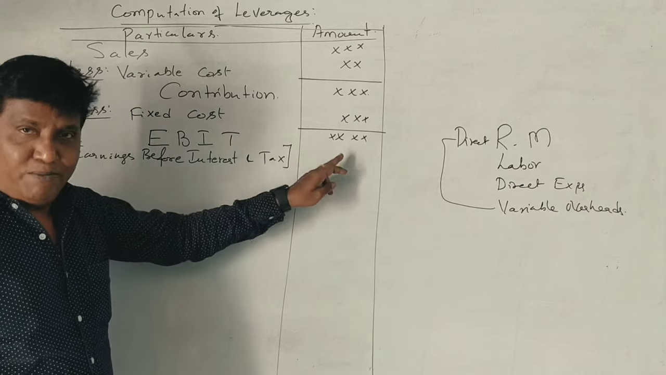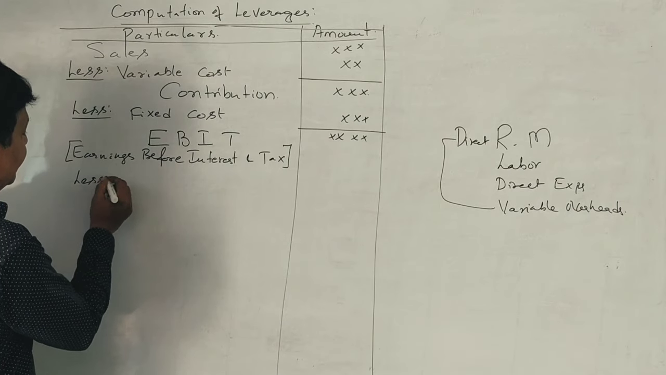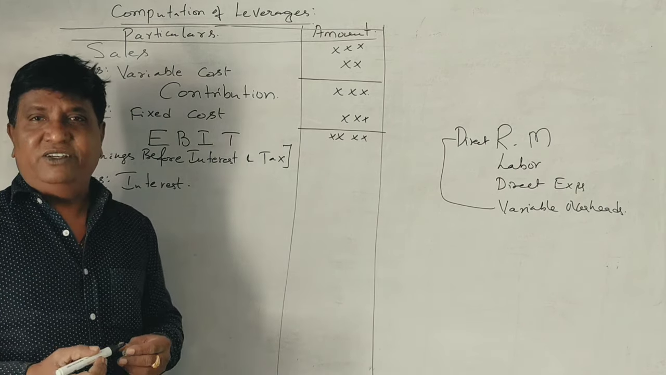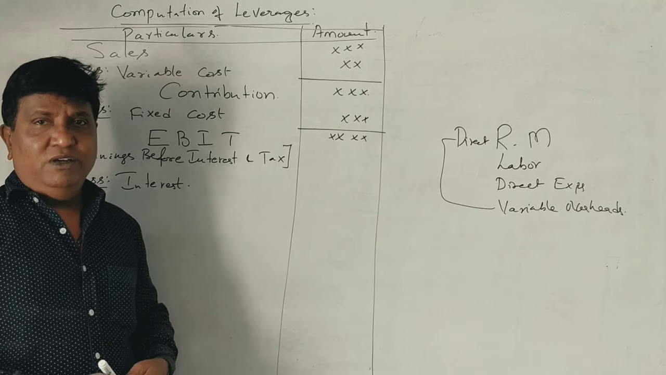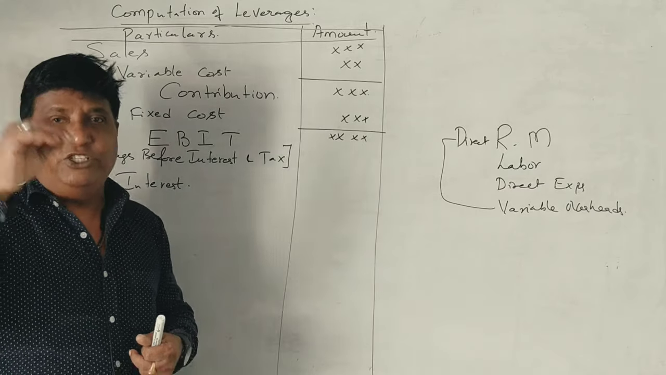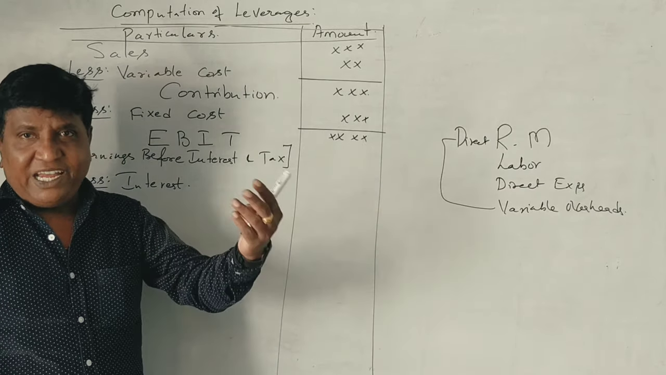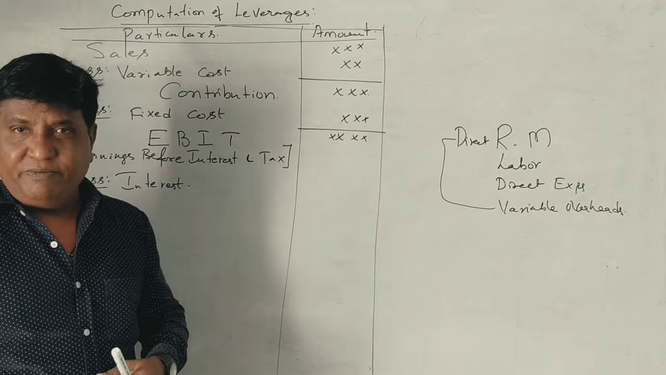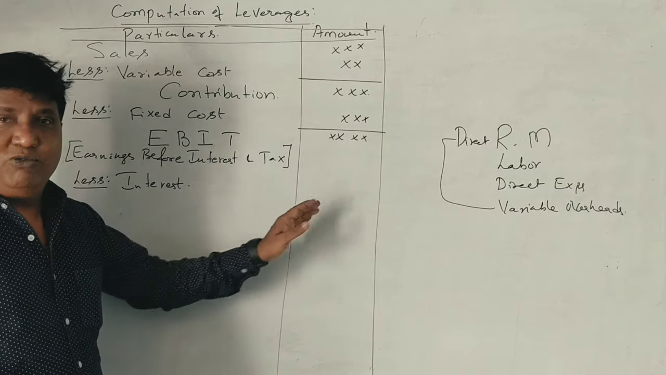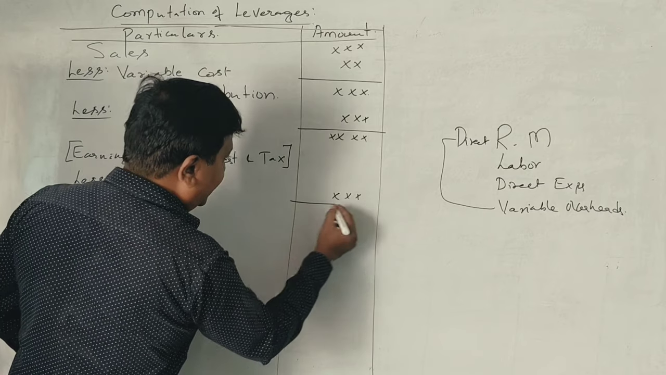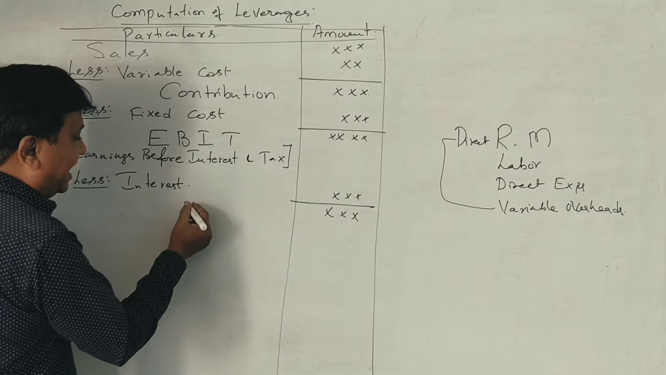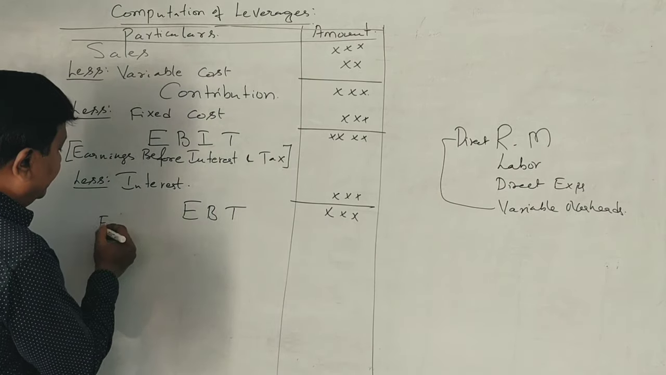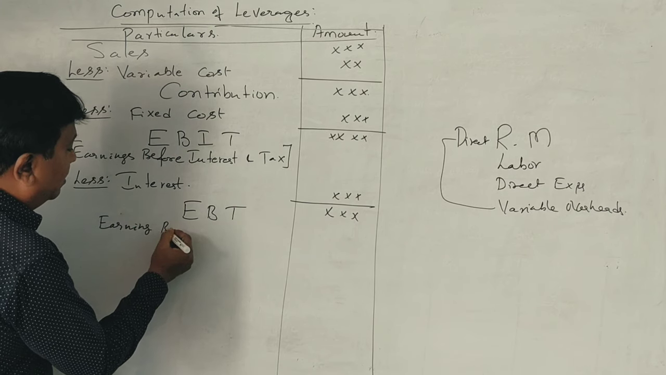From these earnings, we deduct interest. Generally, which interest? When you borrowed a long-term loan, or when the company has issued debentures, or taken any debt from any lender, then every year you need to pay interest. So that interest we deduct here. If you deduct interest, what you get is called EBT, that is earnings before tax.